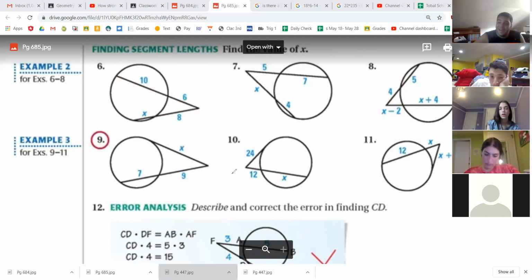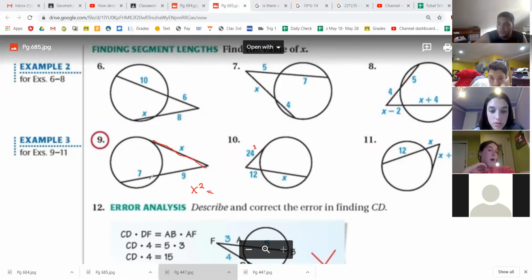Okay, number 9. Here's a rule when we're dealing with a secant and a tangent. This is how I think of it. The tangent is only one piece. Usually you use 2 pieces, like the piece and the whole. Here, it's the whole thing only, so let's use it twice. So when you have the tangent, you're going to use it twice. That's going to be x squared.